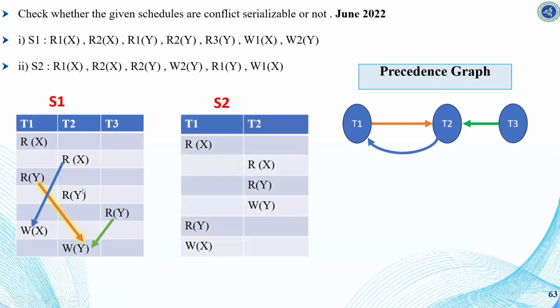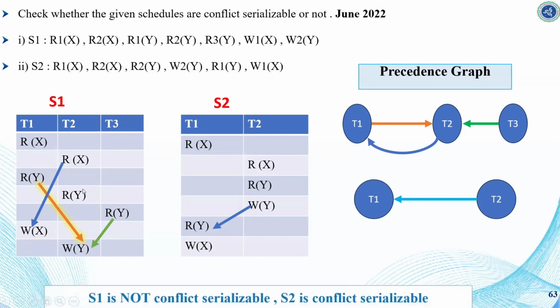Next we can see the schedule S2. Here there is a read-write conflict. Is there any other conflict? No, right? So there is only a single conflict, from T2 to T1. Therefore, S1 is not conflict serializable, whereas S2 is conflict serializable because there is no cycle in this precedence graph.